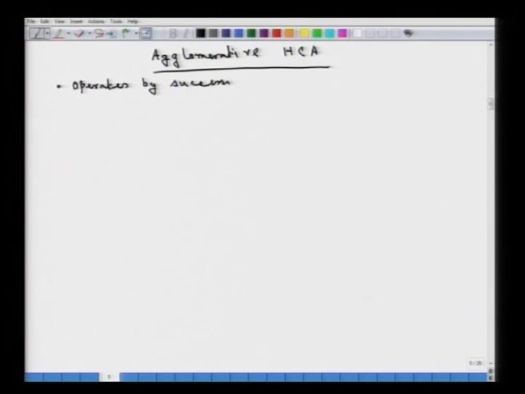Let us now concentrate on first agglomerative hierarchical cluster analysis algorithm. Now it is going to be based on the following points, that first of all, this operates by successive merger of cases. That is the first point, because it is agglomerative in nature.